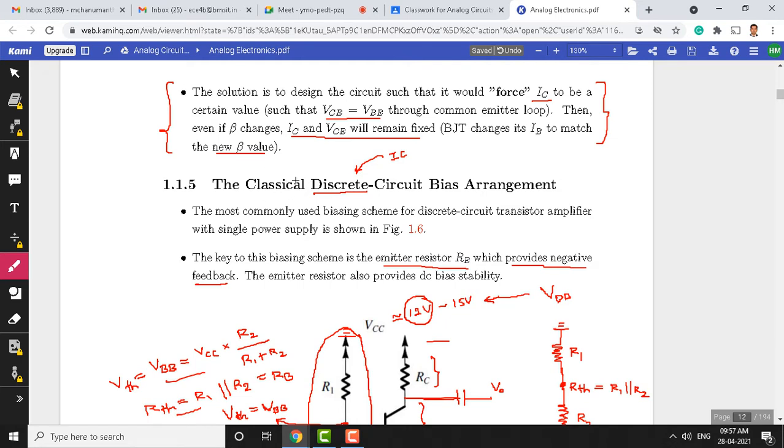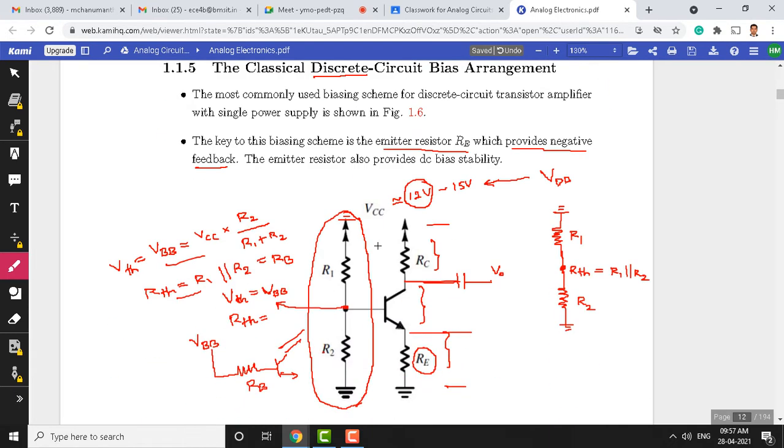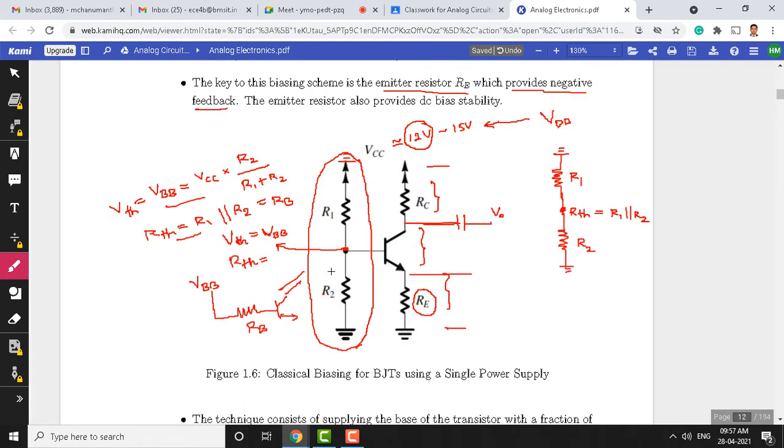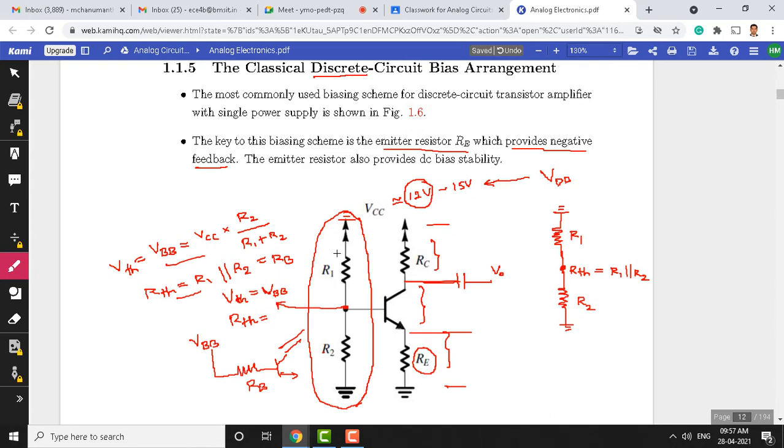So the circuit is as shown here. We have discussed many things in the last class. There are resistors R1 and R2, as you can see. I'll just remove this.